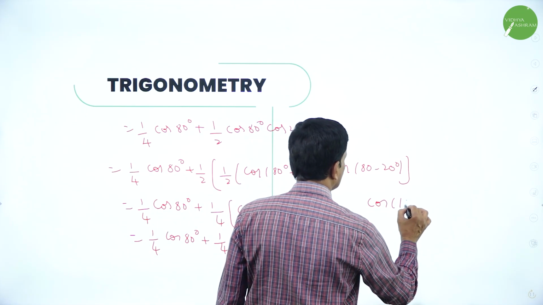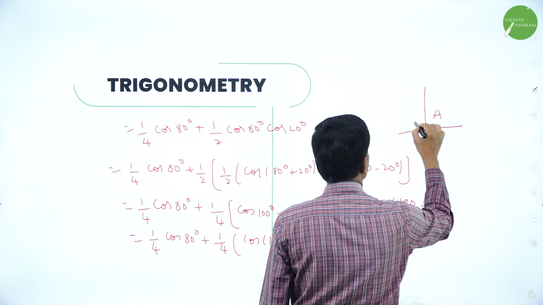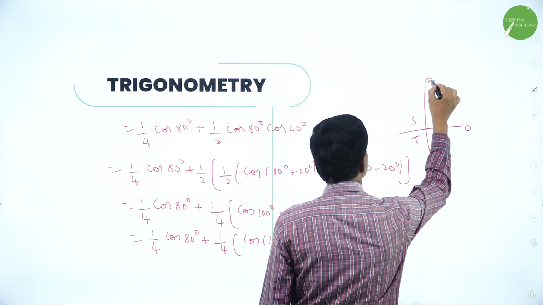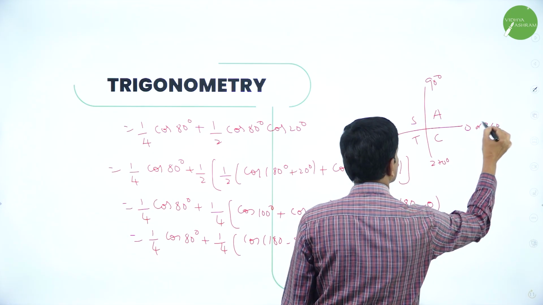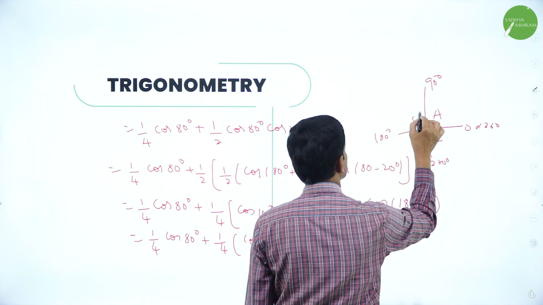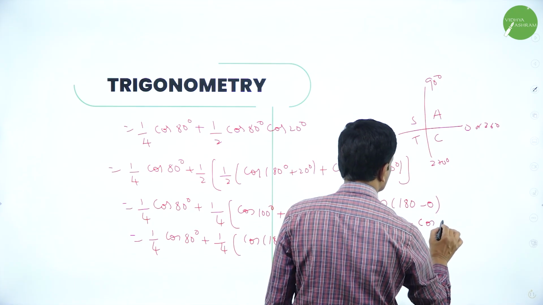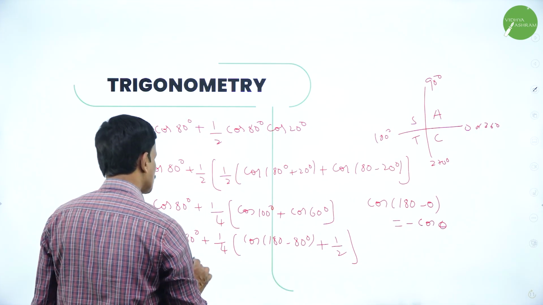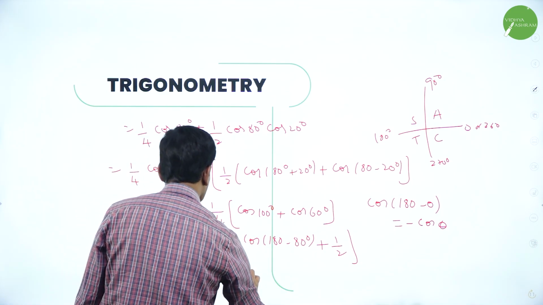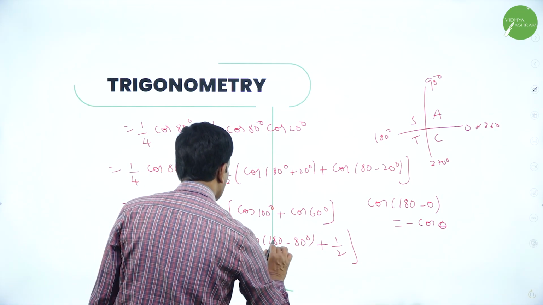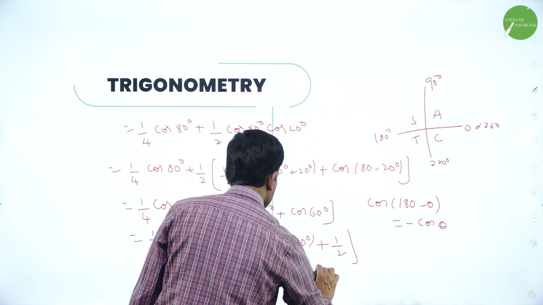Again, you know the formula for cos (180 minus theta). Cos (180 minus theta) comes in which quadrant? 0, 90, 180, 270 or 360. Cos (180 minus theta) comes in the second quadrant. In the second quadrant cos is negative. So cos (180 minus theta) is minus cos theta. So 1 over 4 times cos 80 again, plus 1 over 4 times cos (180 minus 80), which is minus cos 80, plus 1 by 2.